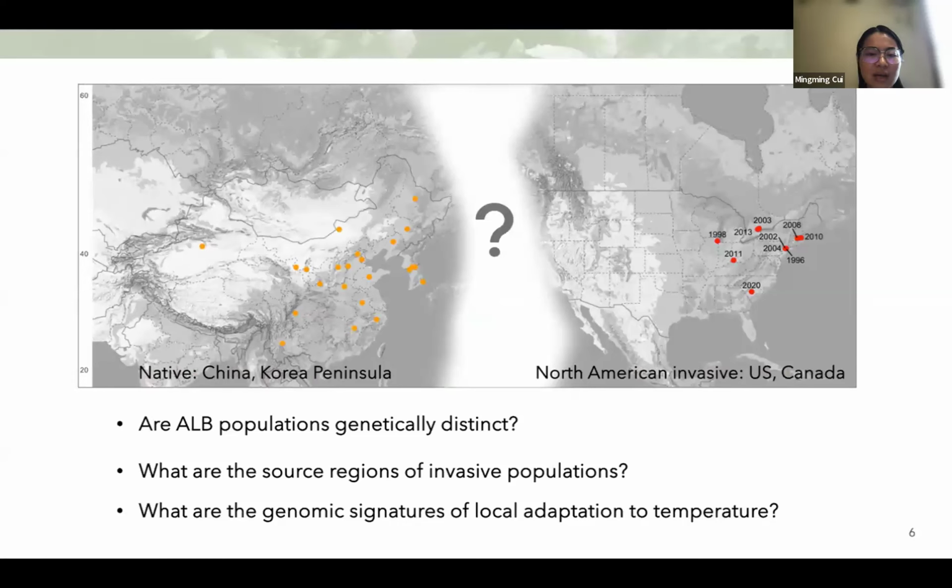Using genomic methods, I'm interested in finding out whether the populations are genetically distinct, and I aim to identify the source regions of these populations, knowing whether they originate from a single native region or from multiple sources. And finally, I'm also investigating whether there's evidence of local adaptation to temperature across the species' native range.